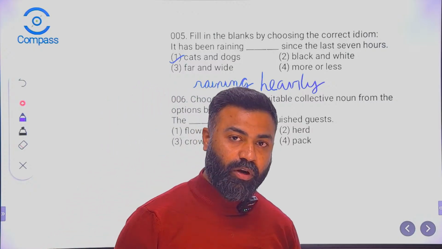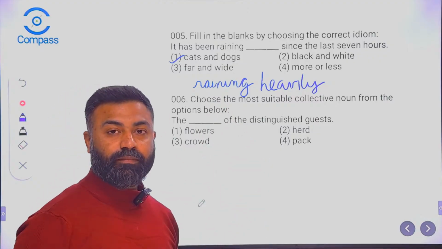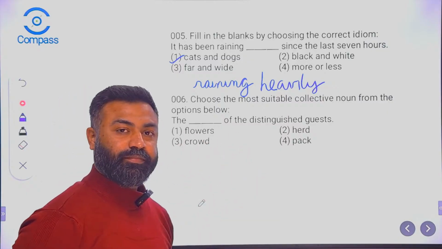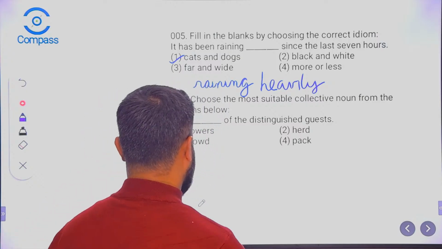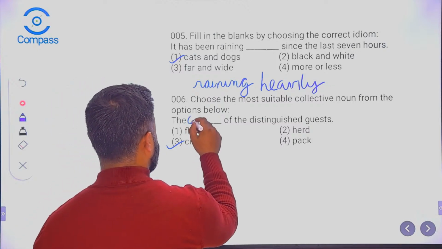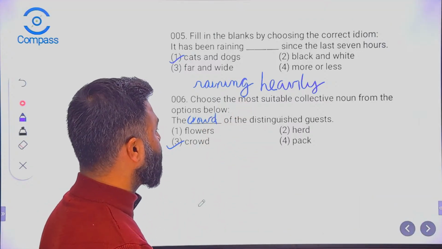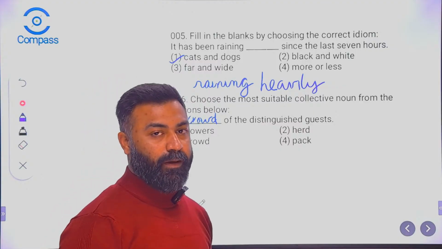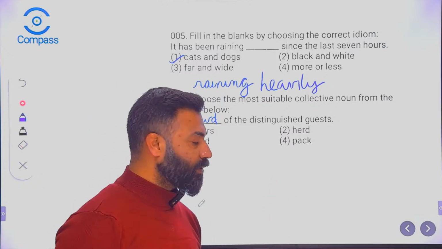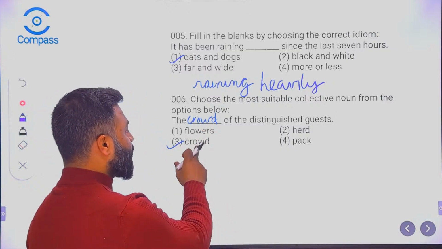Okay, somebody has answered in the comment section bouquet, but we don't have any option like bouquet here. Flowers, crowd, herd, pack. What should I write down? Crowd. So that's the right answer. Crowd. I must write it down here: the crowd of the distinguished guests. Herd cannot be used, as it is used for cattle. Pack is used for wolves. And a bouquet of flowers has no chance. So we are left with this option, crowd.